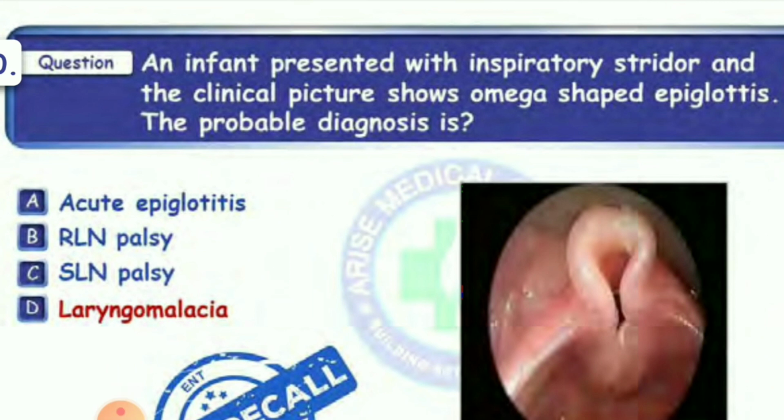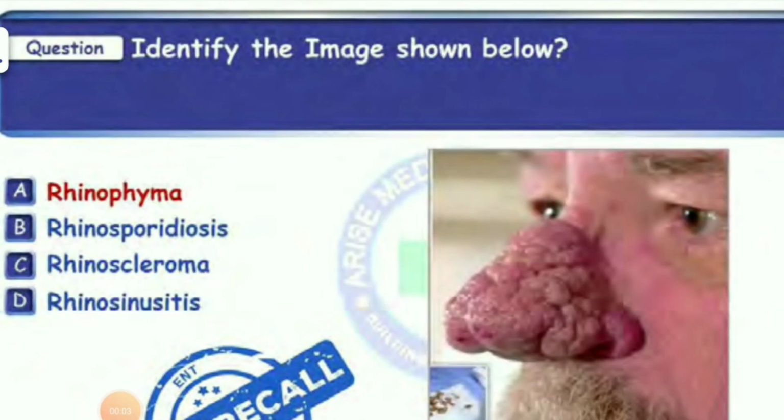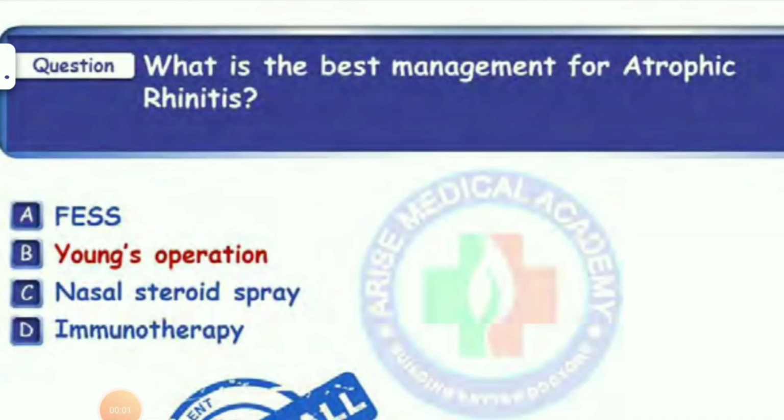Next question. An infant presented with inspiratory stridor and the clinical picture shows an omega-shaped epiglottis. The probable diagnosis is laryngomalacia. Next question. Identify the image shown below. This is rhinophyma. Next question. What is the best management for atrophic rhinitis? The answer is Young's operation.